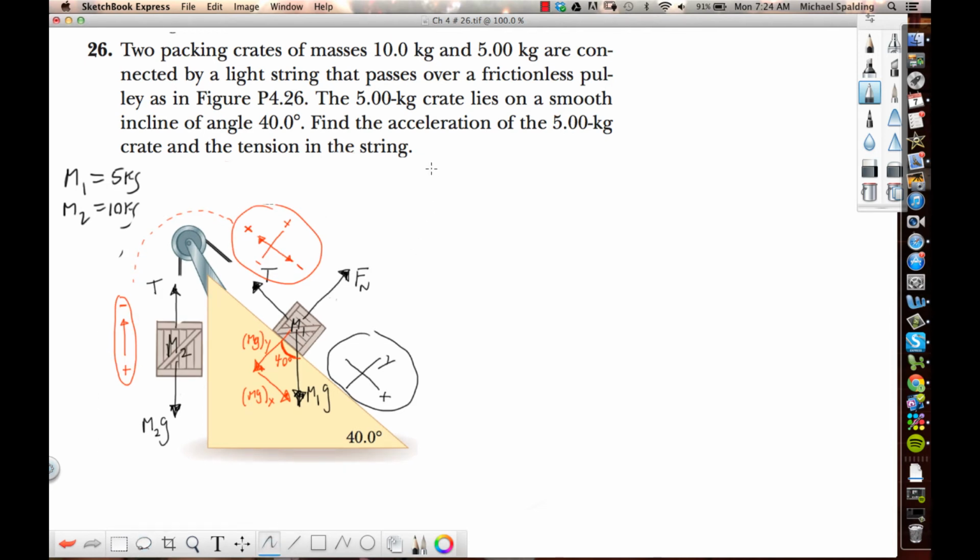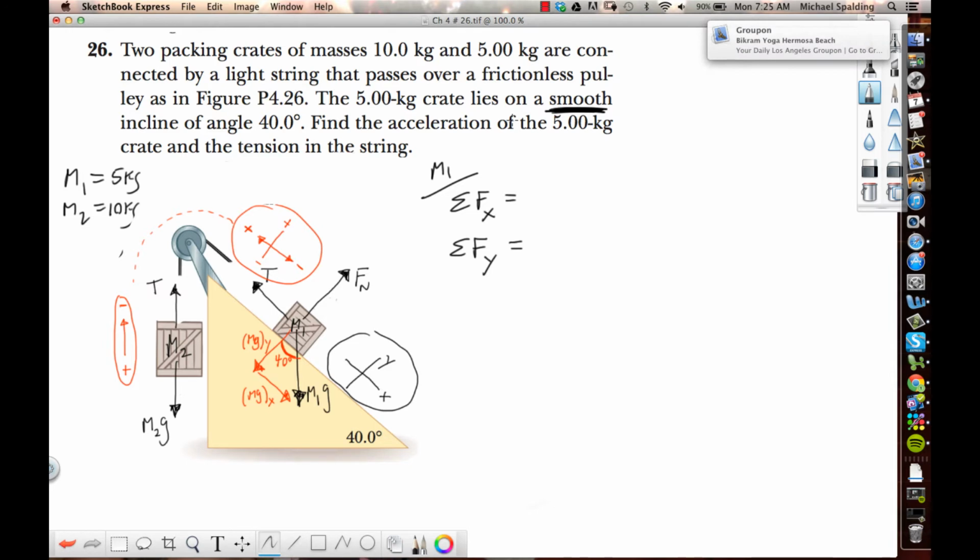All right, so starting with M1, we're going to sum the forces X. We're going to sum the forces Y. Oh, and one thing I want to mention, notice there's no friction for M1. The reason there's no friction is, see this word right here? The crate lies on a smooth incline. Smooth is another name for frictionless. That means frictionless.